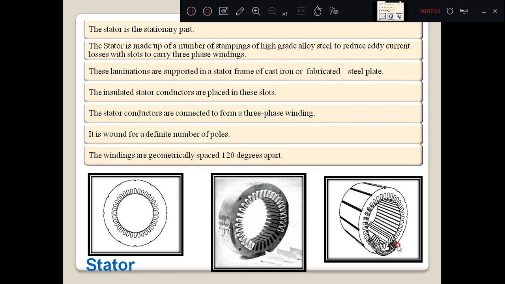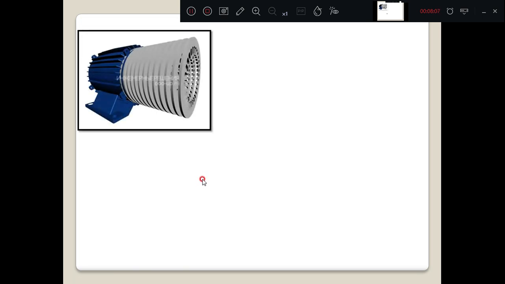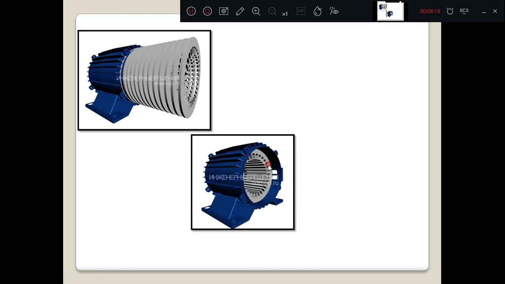The windings, that is the three windings, R, Y and B windings, are geometrically spaced 120 degrees apart. You can see it is made up of laminations. The stator is made up of laminations. These are all stacked together, forming what looks like a solid body.